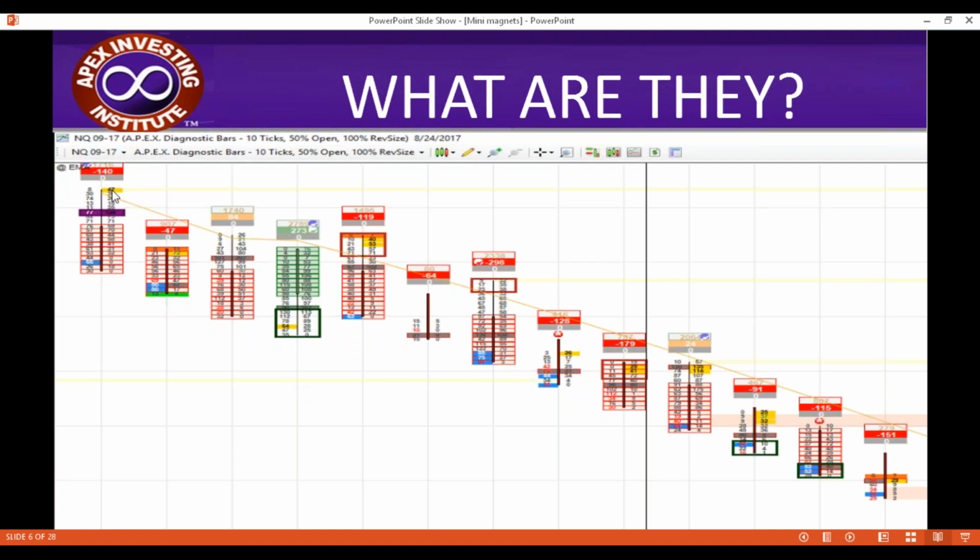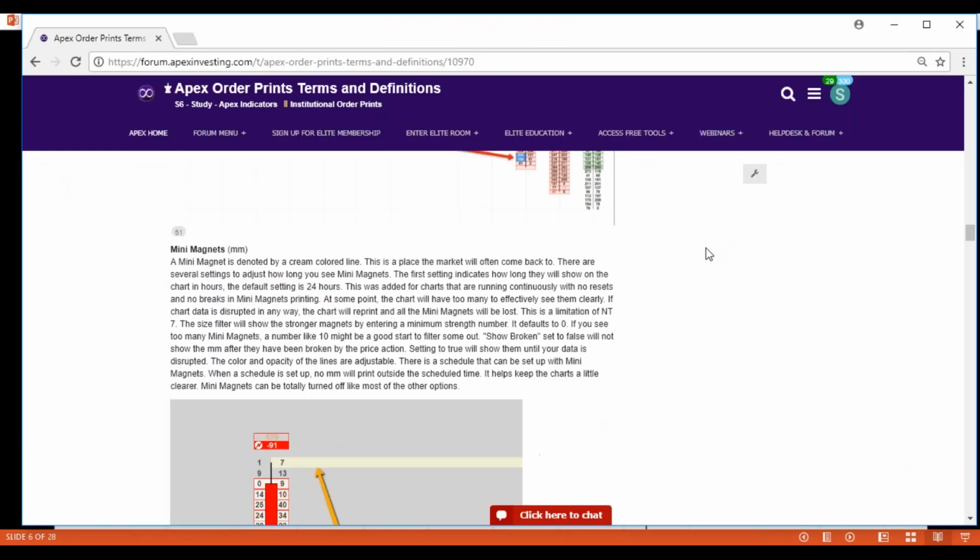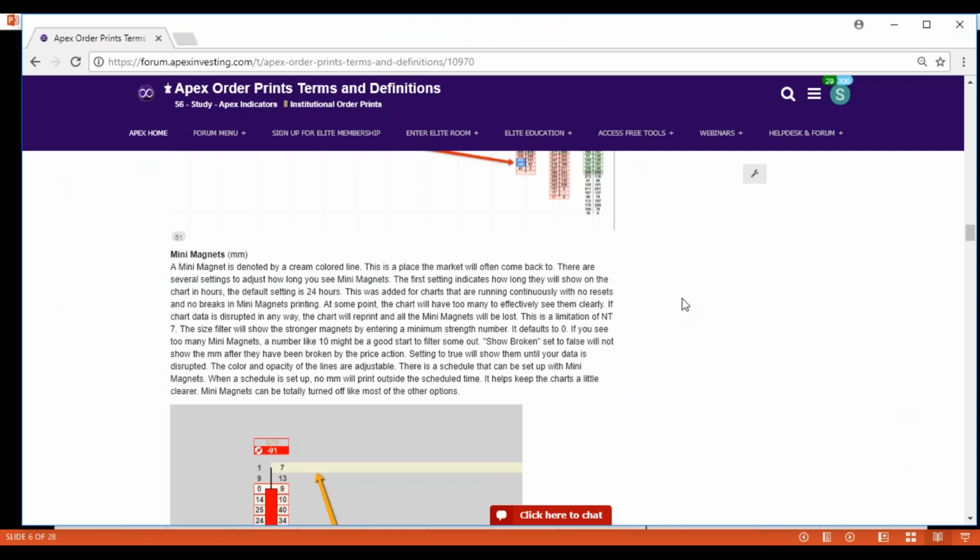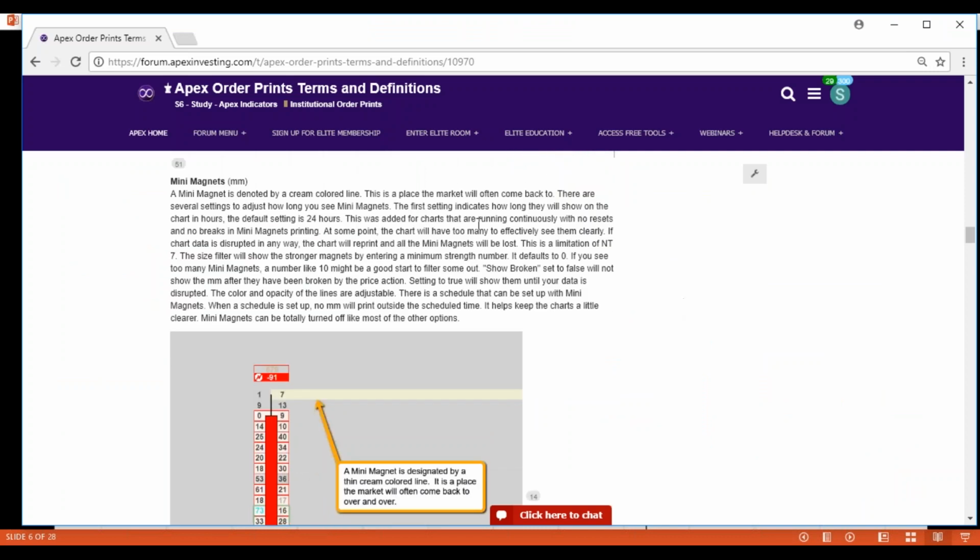All right? When you have numbers on both sides and there's a non-zero number, that means there were still orders up there. All the orders weren't taken out. There's still business up there. Okay, and that's letting you know, hey, that's a level where some business was left. All right, there's a non-zero number there. Okay, so that is how and why and when a mini magnet plots. These are places the market will often come back to.